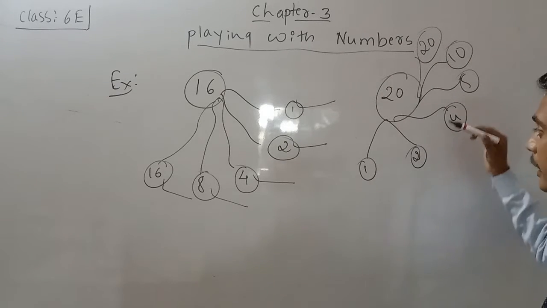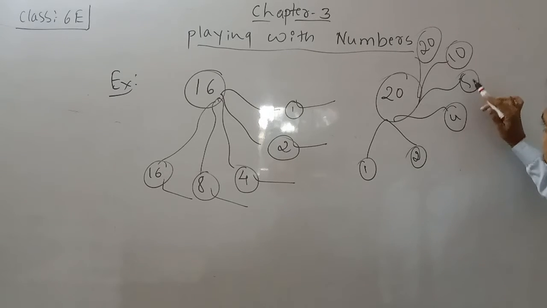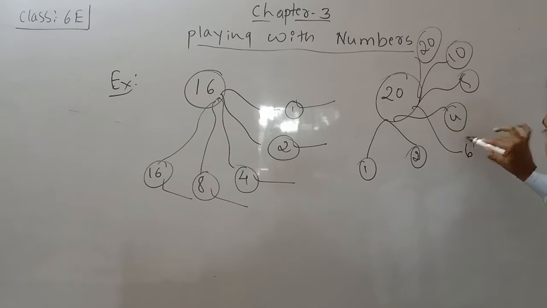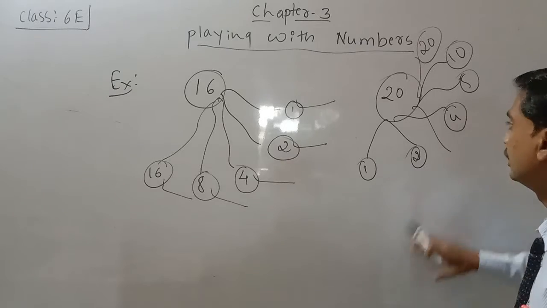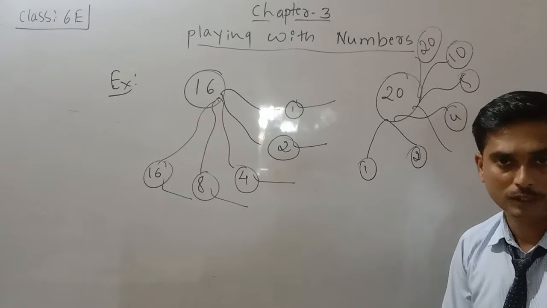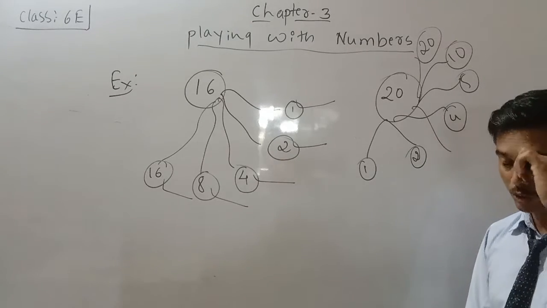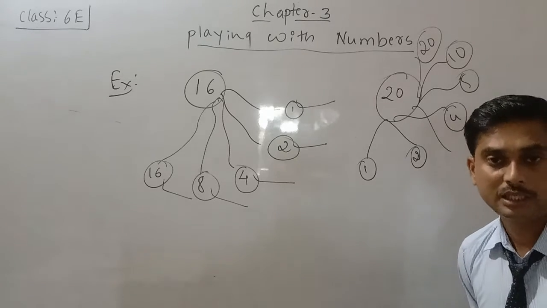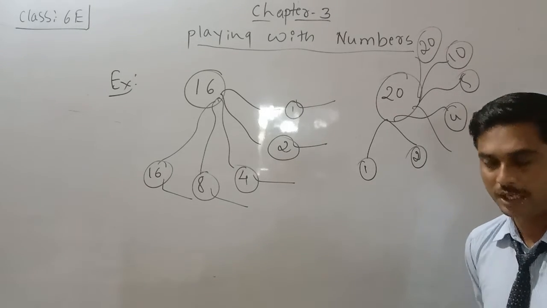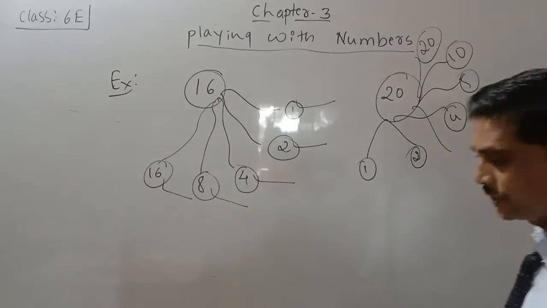Okay, look here, how many are there? 1, 2, 3, 4, 5, 6. 20 has how many factors? 6 factors. It is very important. 20 has how many factors? 6 factors. Okay, now let us discuss the next point.